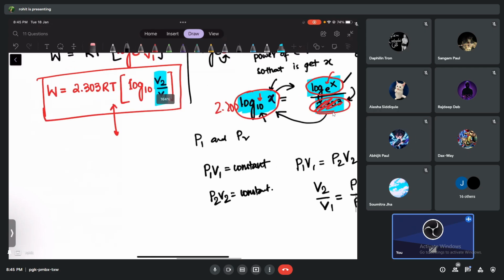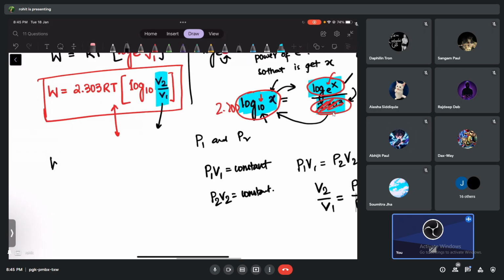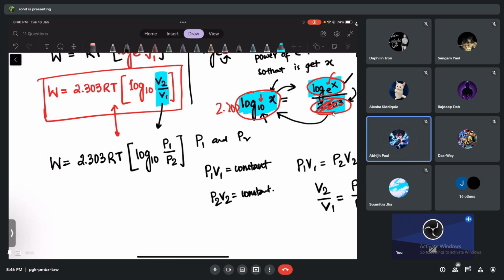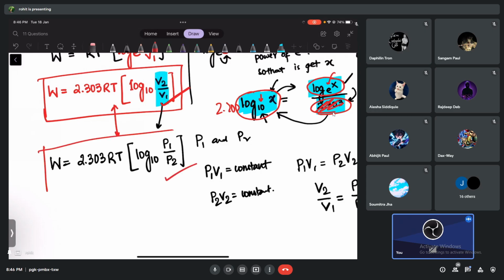So in place of this, now check, I can write work done by a gas during isothermal expansion equals 2.303 RT, for 1 mole of a gas, otherwise there will be n in front. Then we write log to the base 10, but this time I'm going to write P1 by P2. So if I tell you the volume has changed from V1 to V2, use this formula. If I tell you the pressure has changed from P1 to P2, use this formula. And you get the same thing. You don't get a different answer, it's not going to be different.